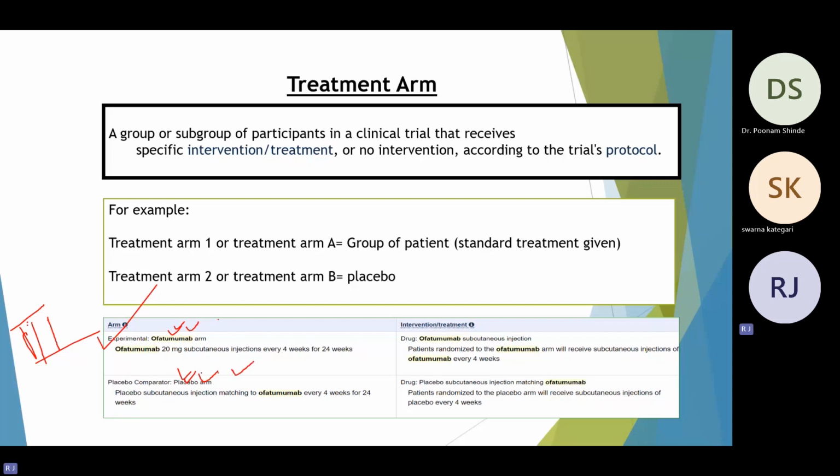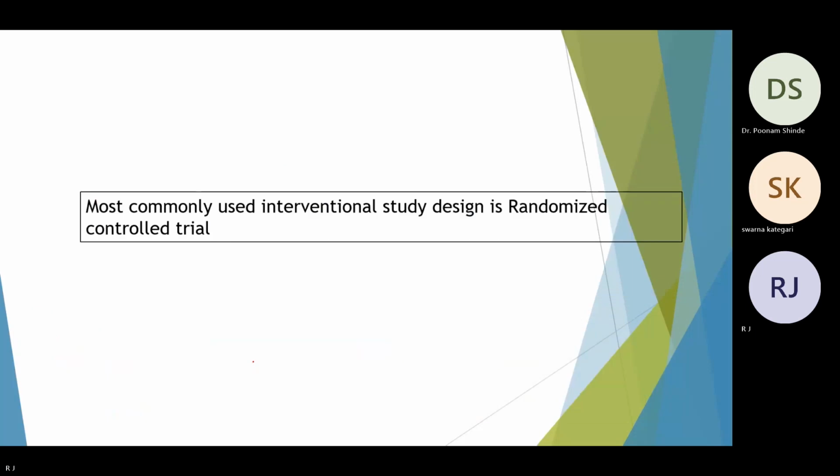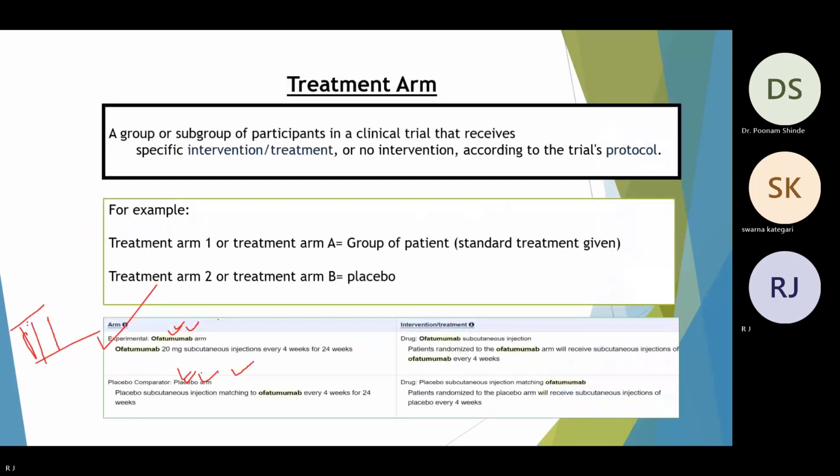Treatment arms are nothing but groups in a clinical trial which are going to receive different kinds of treatment or intervention. They may receive placebo, they may receive treatment, they may receive an active comparator, but they are different groups receiving different kinds of intervention. Everybody is clear, right? Then we'll do one simple exercise, then we can close it.